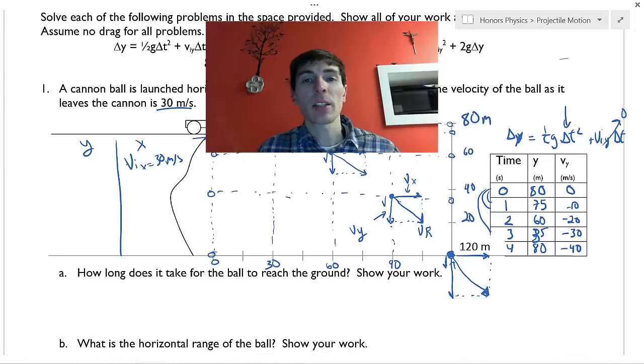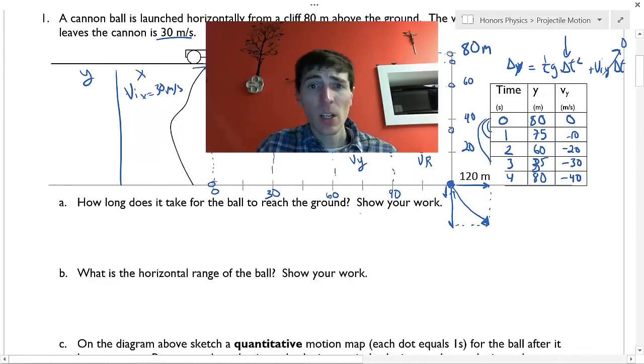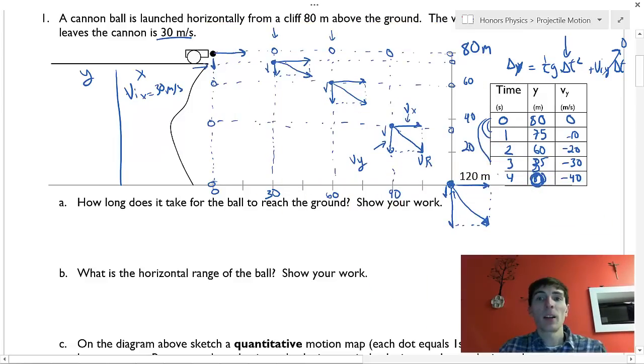So what I want to do is take this and do some mathematical work with it. The first part says A, how long does it take for the ball to reach the ground? So the delta y to reach the ground was an overall of, it reached the ground, it took 4 seconds. And just looking at this data table, I can prove that to you. But I want to go ahead and solve another way in case you didn't want to make that data table.